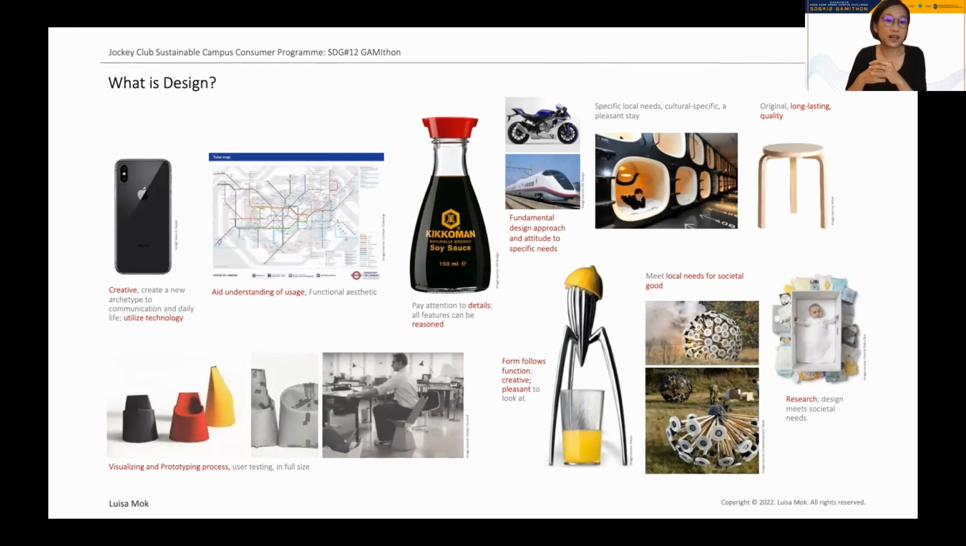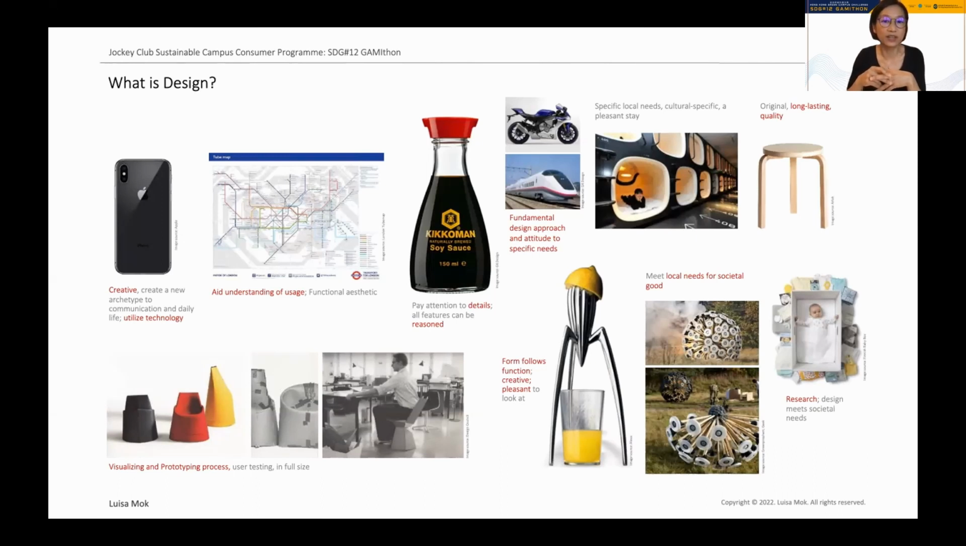And also an MTR map is also a design because it is something functional to be used to help you to get out of the station, get to find your way. And also, as you see, the soy sauce bottle, it's very simple. So, but simple doesn't mean that it is no design. So it is actually a very good design.